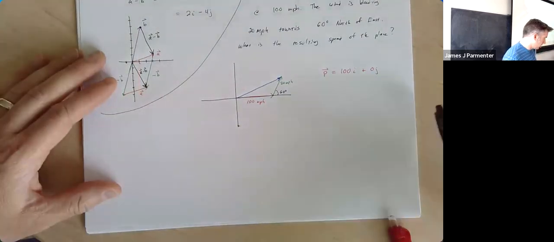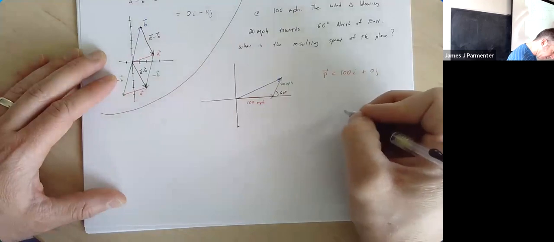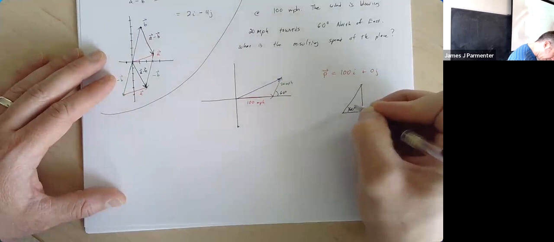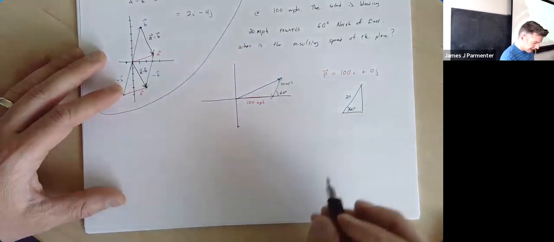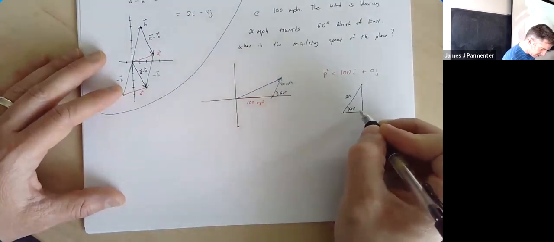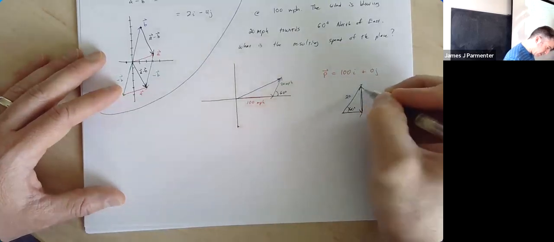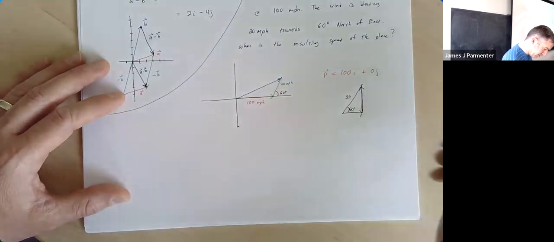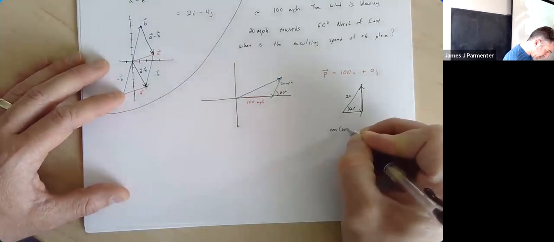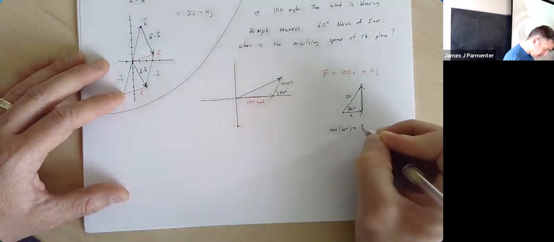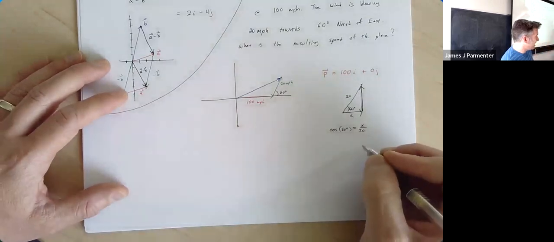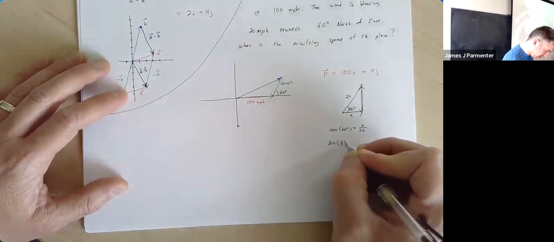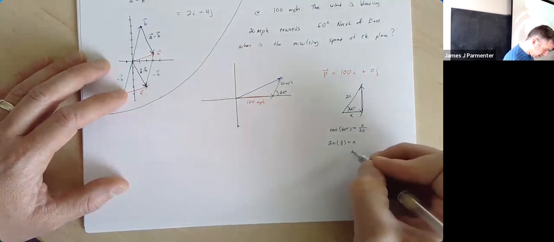So looking at this, here's my 60-degree angle. Here's my 20 mile per hour wind. I need to find the x component and the y component. Well, good thing I know how to find cosine and sine of 60 degrees. So I can see here that cosine of 60 degrees is going to equal the x component over 20. Cosine of 60 is 1/2. So 20 times 1/2 is going to be the x component. The x component is going to be 10.